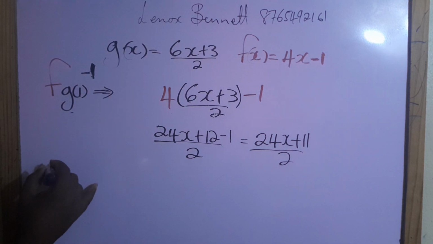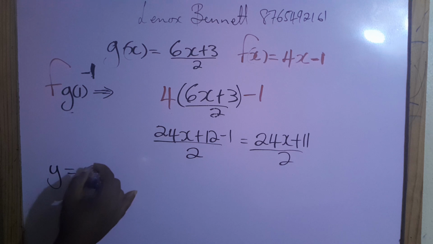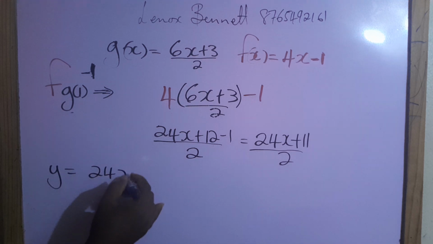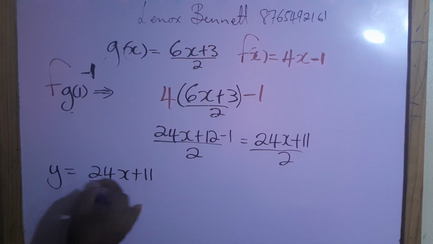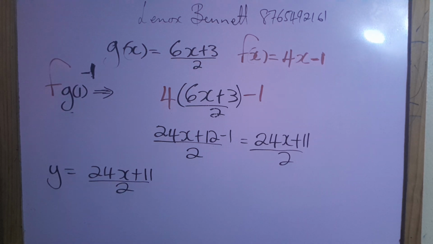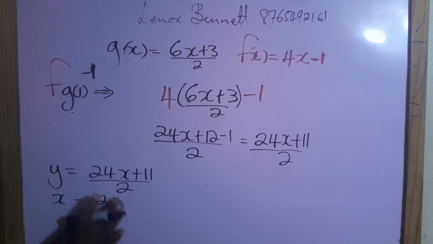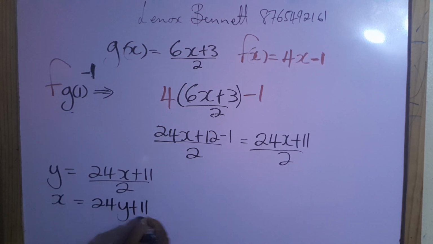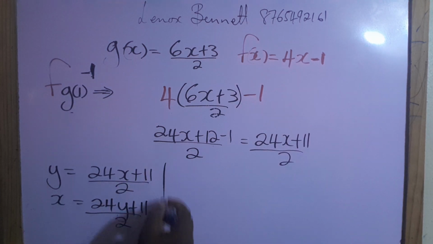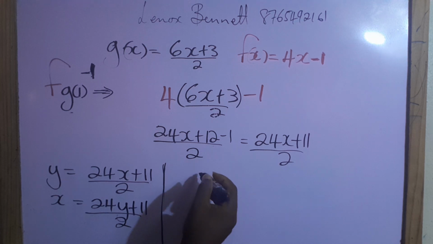So to find the inverse, we write the function as y, and we're going to solve or find the inverse. So we interchange x for y and y for x. This should have been 24. So we have 24y plus 11 over 2. So we need to now solve for y. So we're going to make y the subject of the formula.